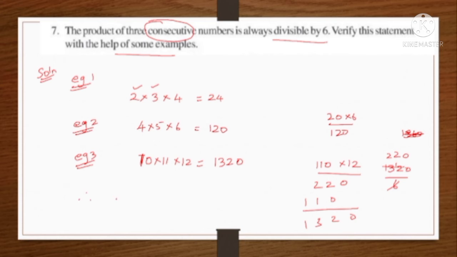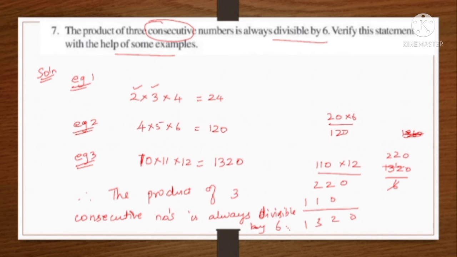Therefore what we conclude? Therefore the product of three consecutive numbers is always divisible by 6. So that's what we verified.